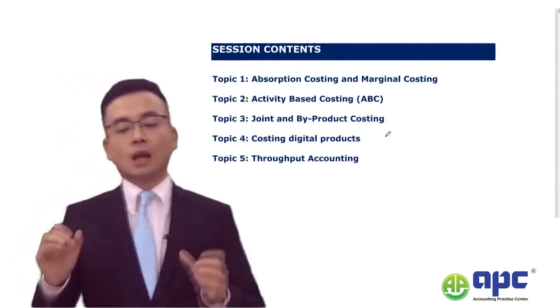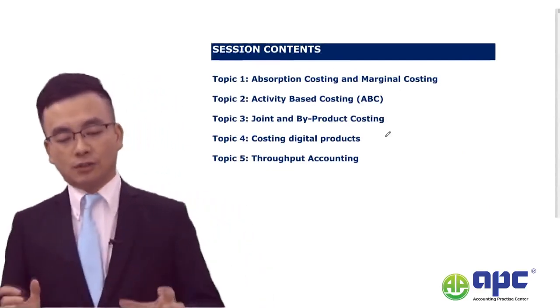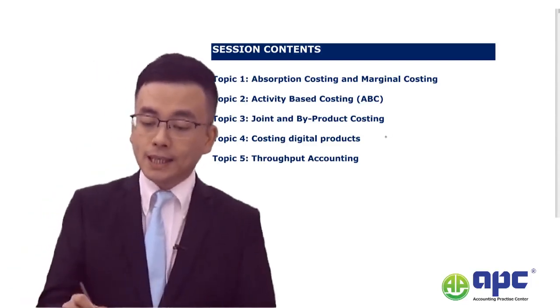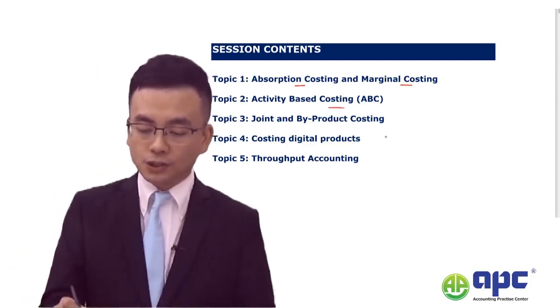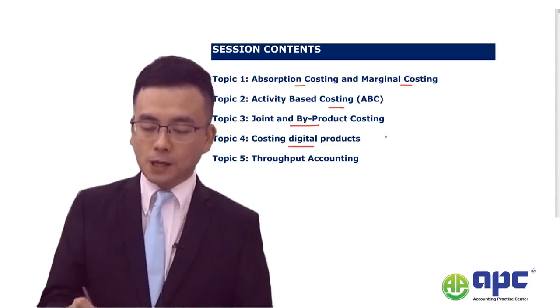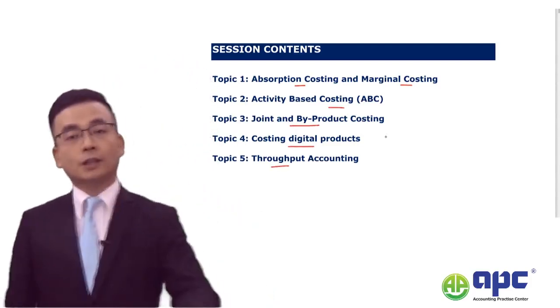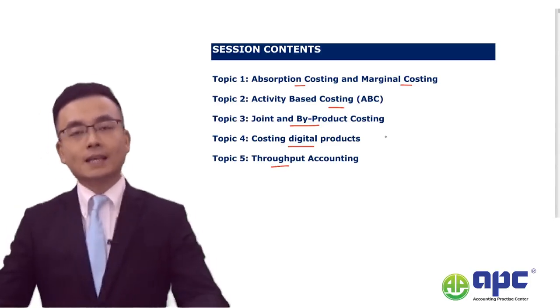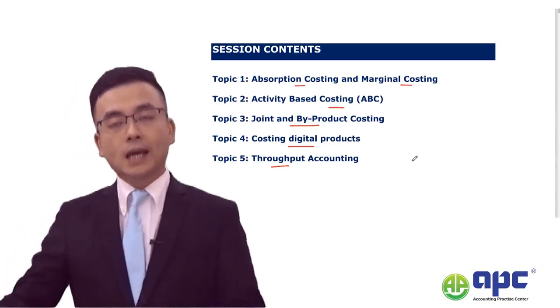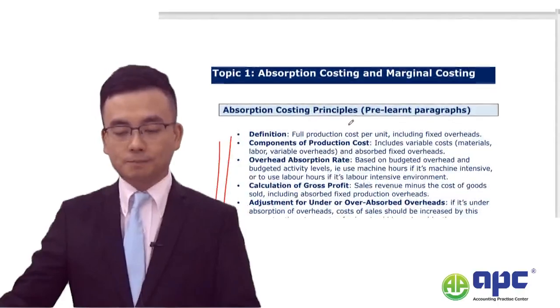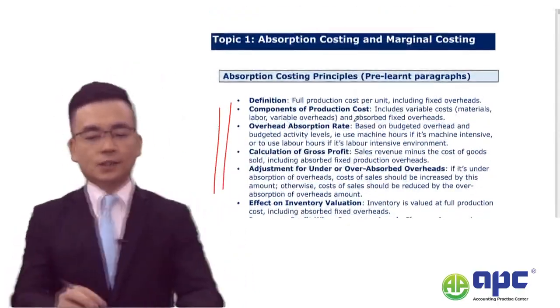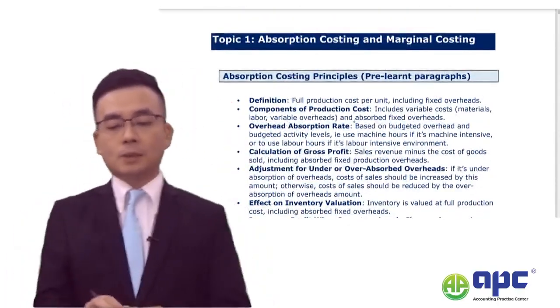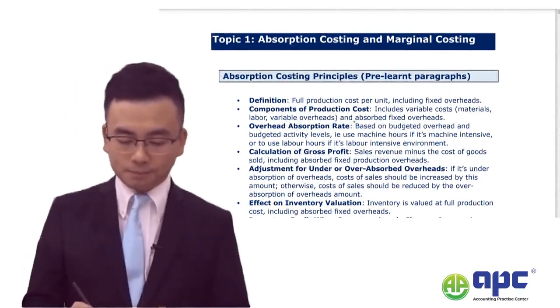And therefore, I would like to split this section into 5 topics, including absorption and marginal costing, ABC, joint byproduct costing, digital product, how to cost them, and even the decision-making technique called throughput accounting. Let's get started with the topic 1 about absorption costing and marginal costing.